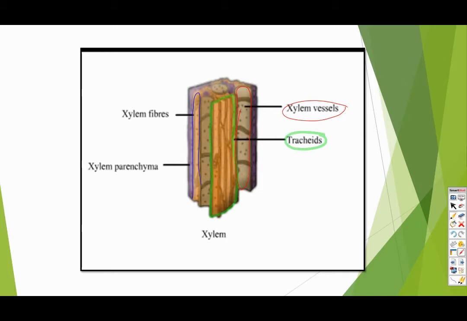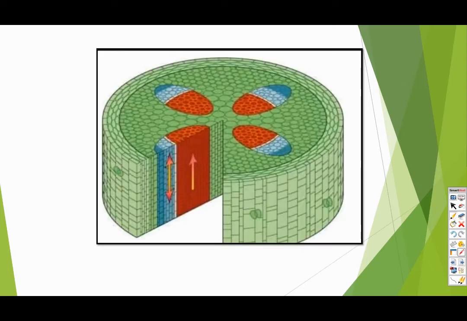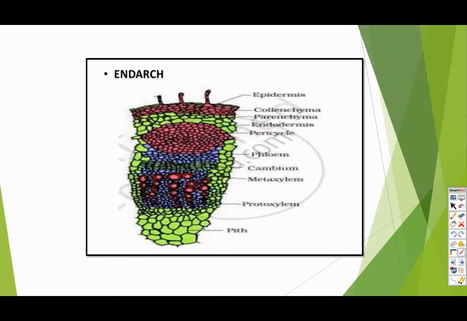This is how it looks. If I take a longitudinal section, your vascular bundles look like this. Now, usually in xylem, we have the protoxylem and the metaxylem. If the protoxylem is facing towards the inside, we call it endarch. If they are facing outside, we call it exarch. See, this is your exarch condition, and this is your endarch condition.